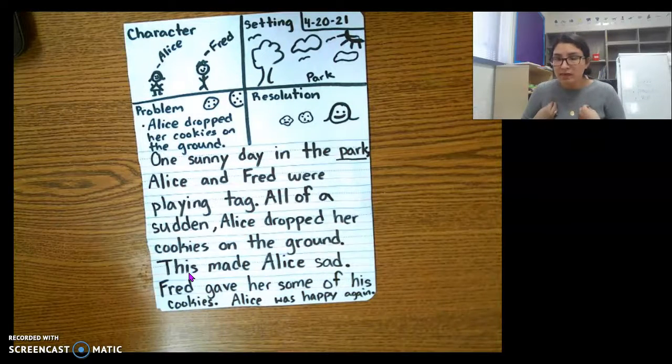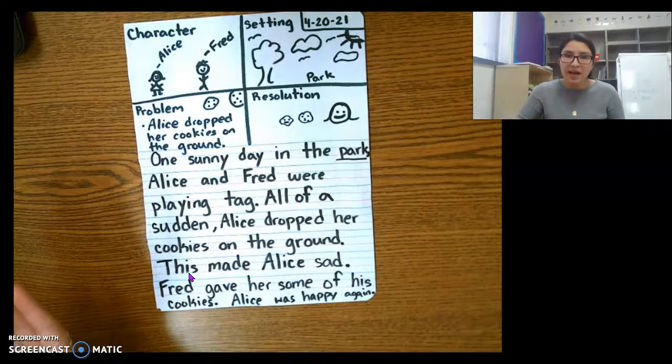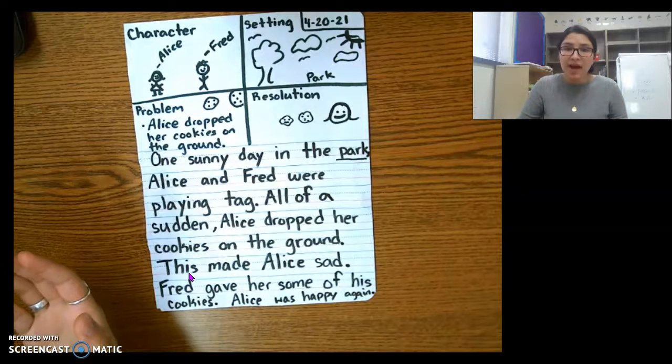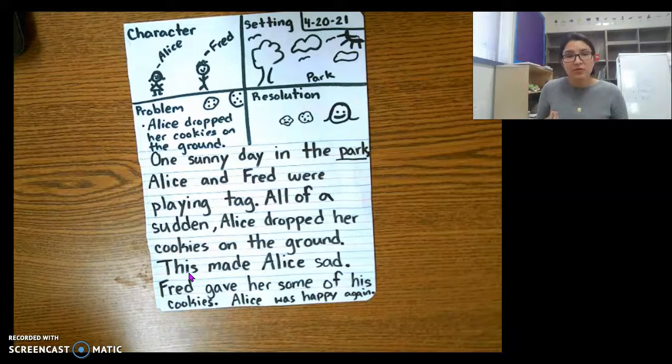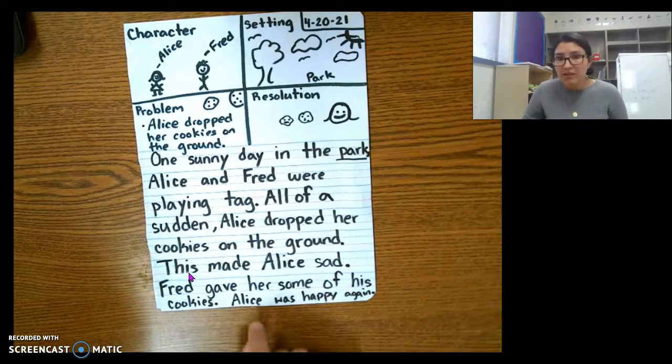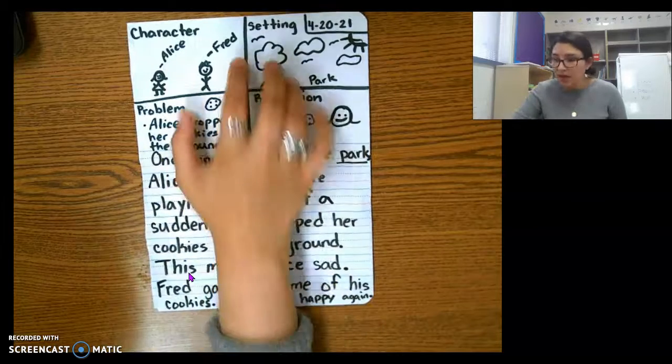I started my story off with, okay, telling you where they're at, which was in the park playing tag. Then I told you my problem. Alice dropped her cookies on the ground. This made her sad. Then I told you how the problem was fixed, the resolution. Fred gave her some of his cookies. Alice was happy again. So, what you are going to do is get this page out, keep writing.